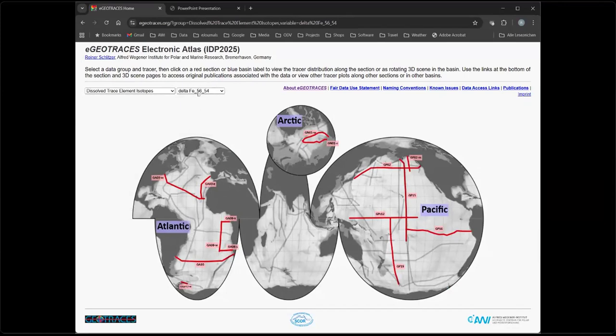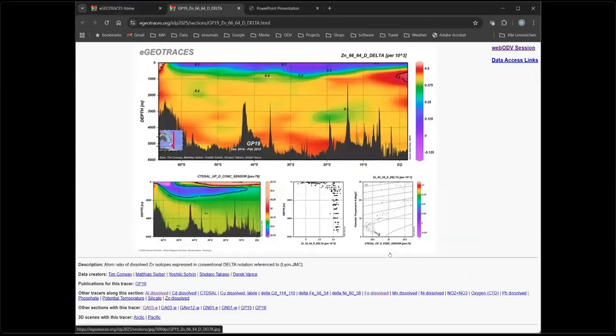So for instance, the iron isotope has quite some coverage. If we go to zinc, we will see it's fewer lines. And just for demonstration purposes, I want to focus on this GP19 meridional section South Pacific. You click on this red label, and that will give you the distribution of that selected parameter. So here, zinc isotope along this section in the South Pacific.